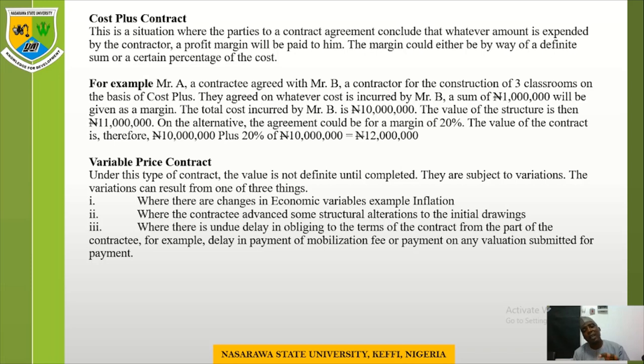These are the classical conditions that need to be present for us to confirm that this type of contract falls under the variable price contract. And these are the kind of contracts that are normally undertaken.